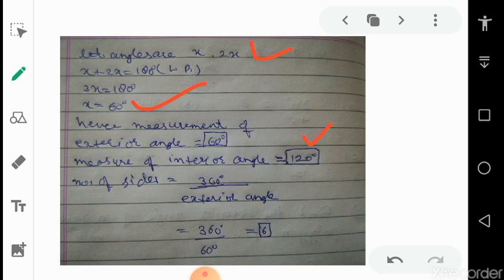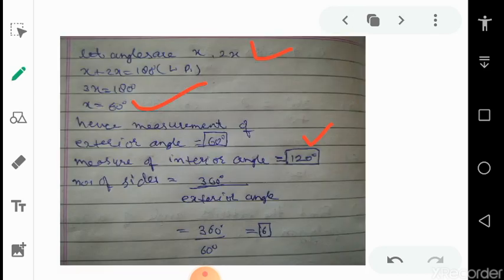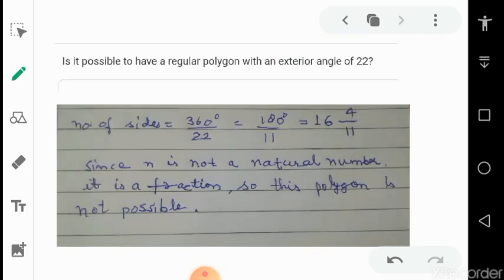So 360 degree upon 60, that is 6, and hence the number of sides as the first part, part A. So the measurement of each exterior angle we have found, that is 60, interior angle that is 120, and the number of sides, that is 6. It means this question is related to a hexagon.